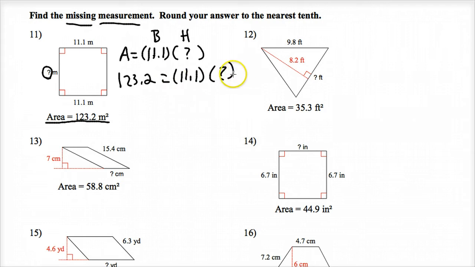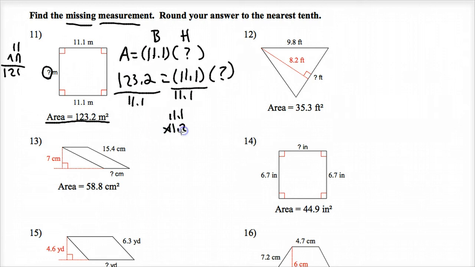Now the really cool thing is you could actually solve this backwards. If we just divide both sides by 11.1, you would get whatever that answer is. So let's see, 11.1 times what would get us 123.2? Well, I know that 11 times 11 is 121, so we're probably looking at something close to that. Let's see if we did 11.1 times 11.2.